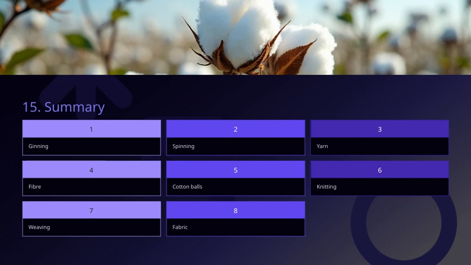Throughout this process, cotton bolls are the raw material we begin with, and the final product we aim for is fabric. Yarn can also be used in knitting, which creates a different type of textile. Each step is interconnected, showing how raw cotton transforms into the fabric we wear. Understanding this process highlights the craftsmanship and technology behind textile production, connecting all the stages into a seamless journey from raw material to finished product.